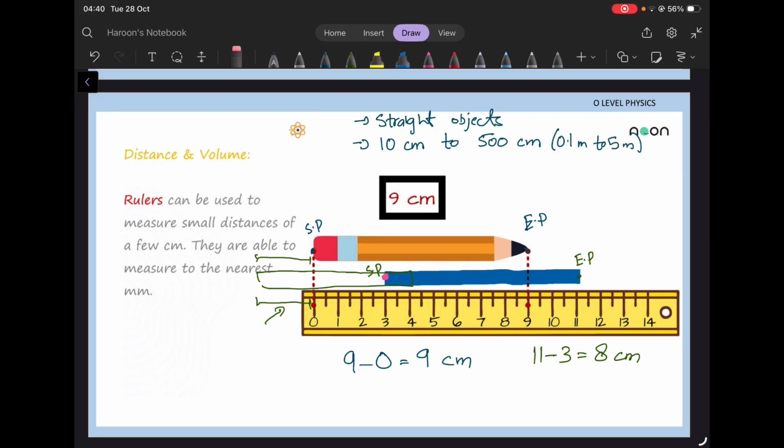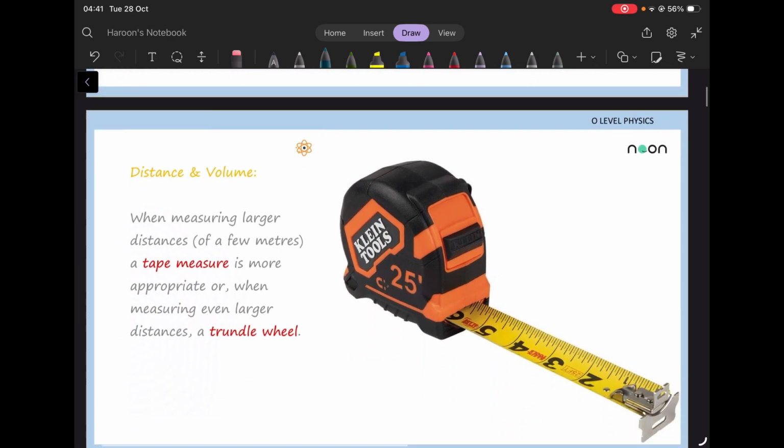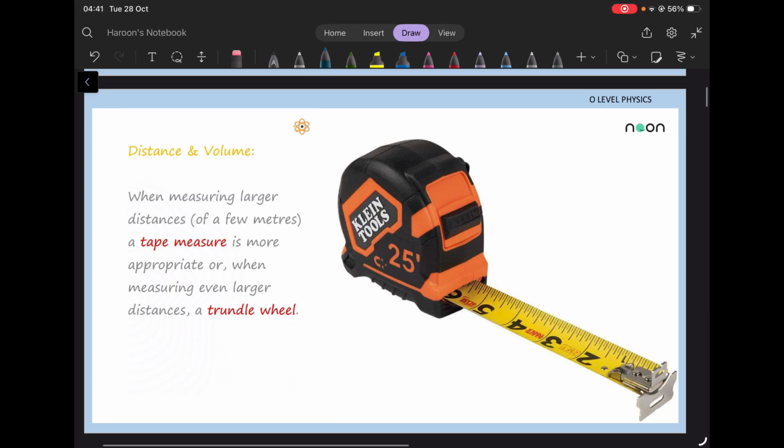Okay, now so keep this range in mind. This is examinable, 0.1 meters to 5 meters. Now this is used to measure straight objects, of course. Now next up we have tape measure. Tape measure is used to measure curved objects. It's not as if it can't measure straight lengths. It can. It's just that meter rule is more appropriate for it.